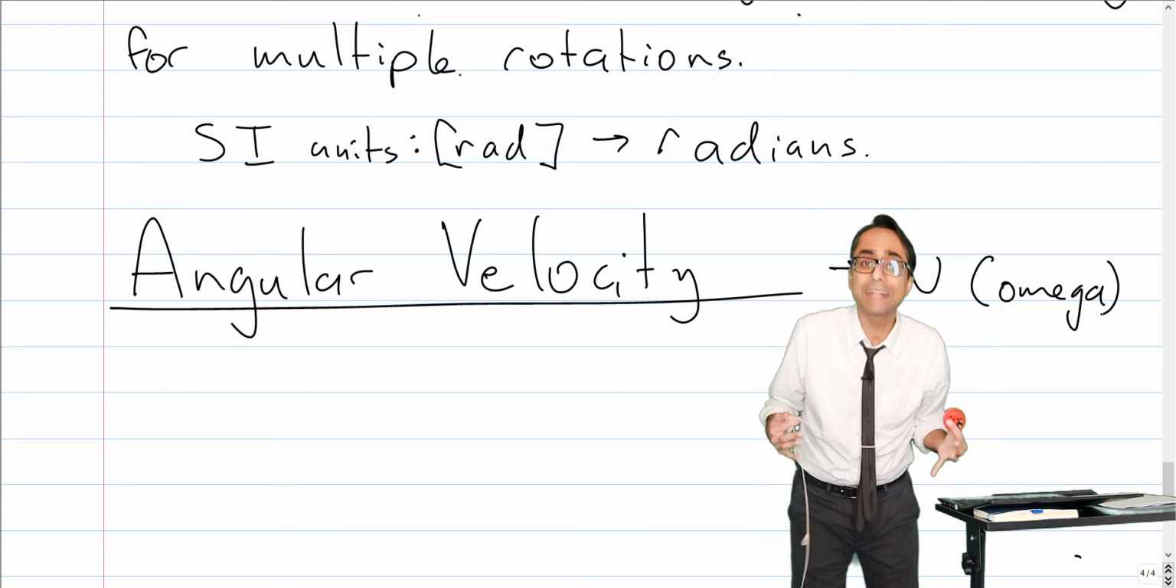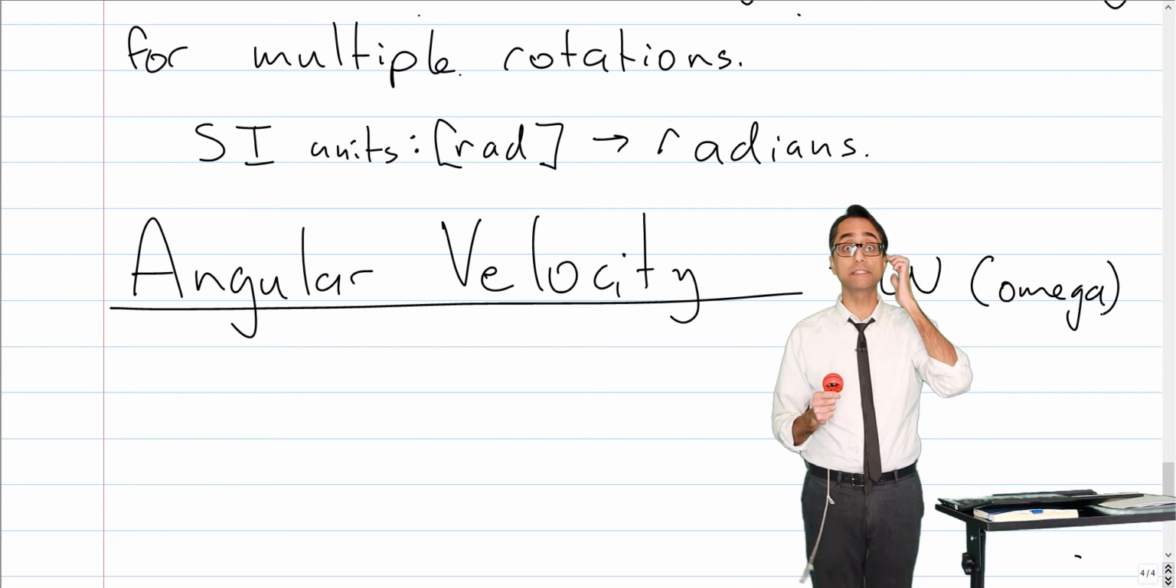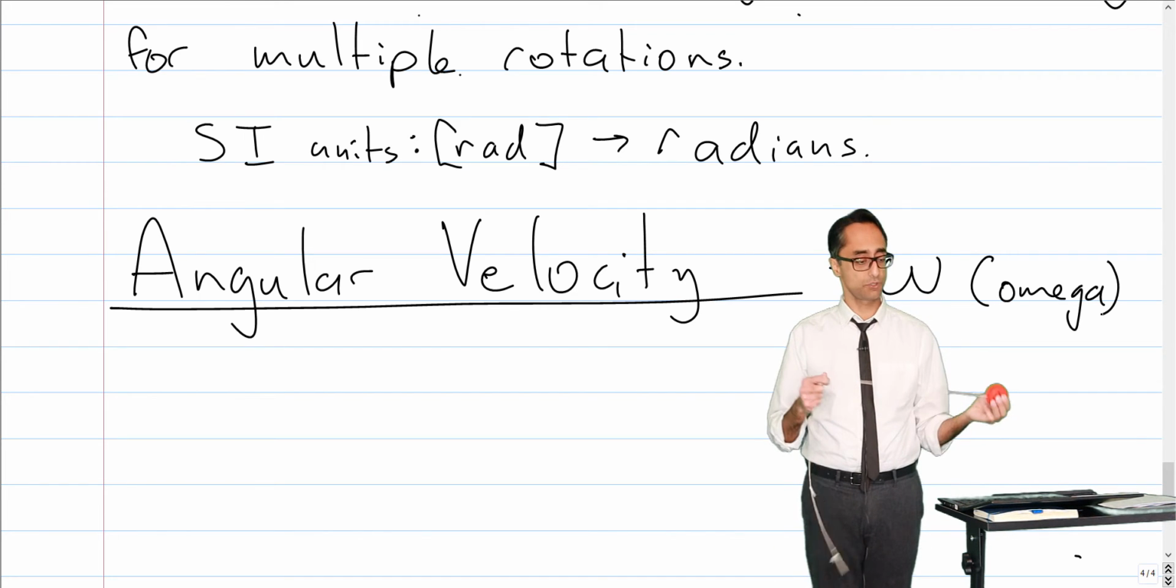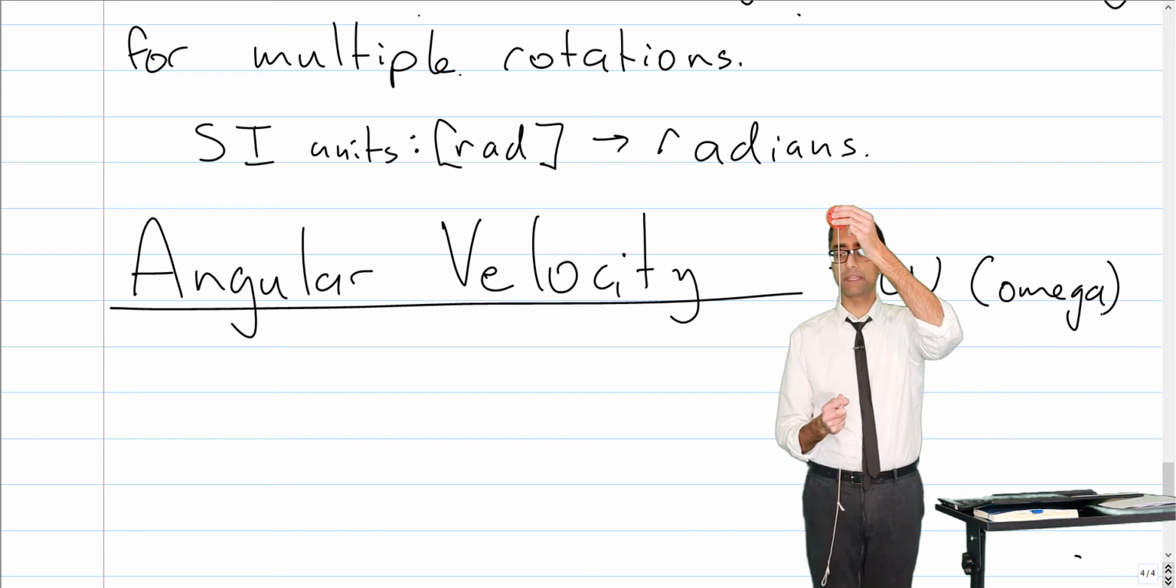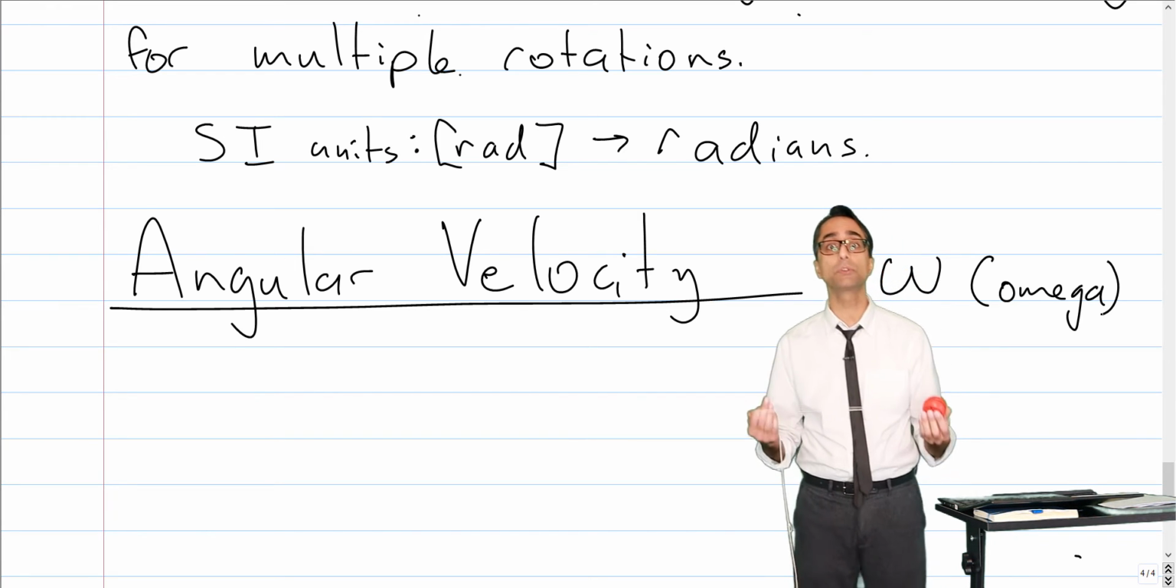But I want to know how fast I went. How long did it take me to go from here to here? Well, if it took you 1 second, let's pretend for a second. So I have pi over 2 displacement in 1 second. And so that's pi over 2 radians per second.